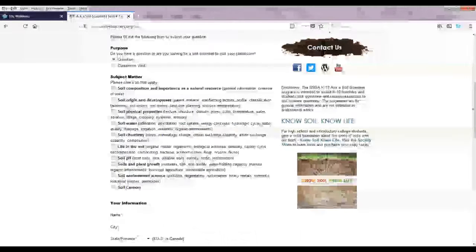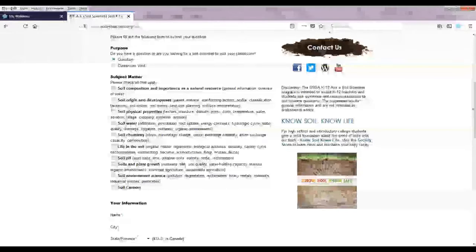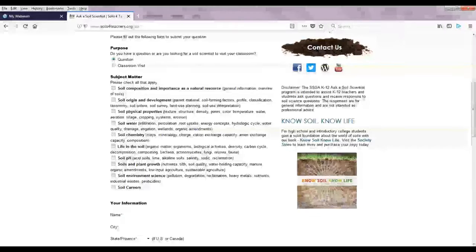And then I mentioned the Ask a Soil Scientist program, where you and your students can pose a question around a lot of different subject matter areas. And then you as teachers can also request a classroom visit. And we will work to try to find a soil scientist to come in. We can't always guarantee it, depending on the location and the time of year. But our members love to come in and talk to you about soils.